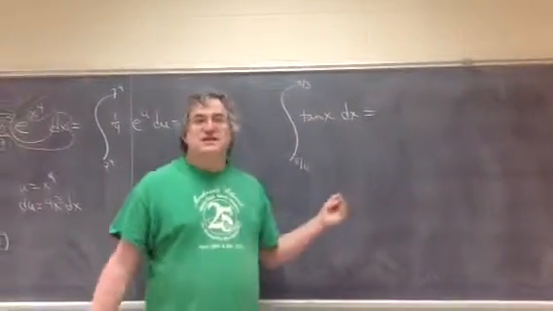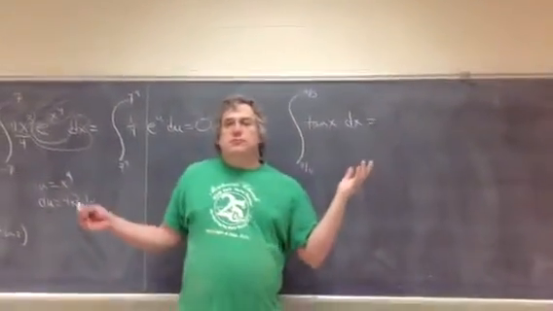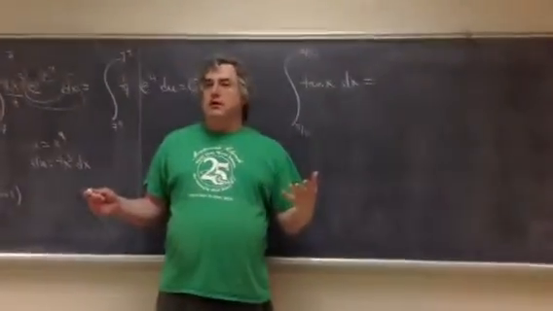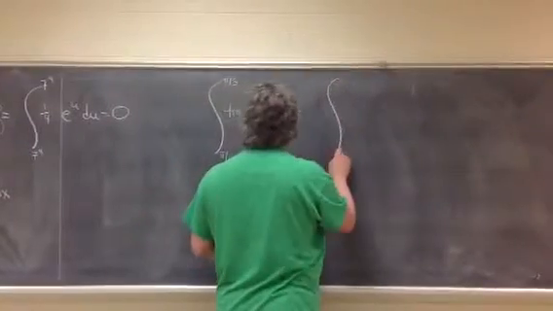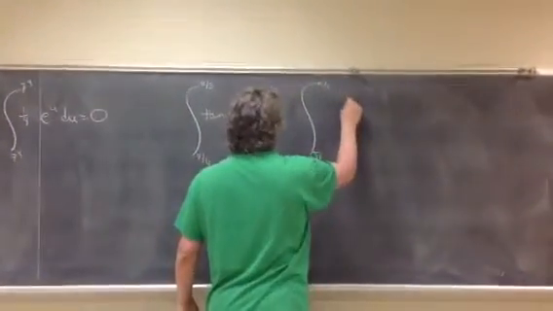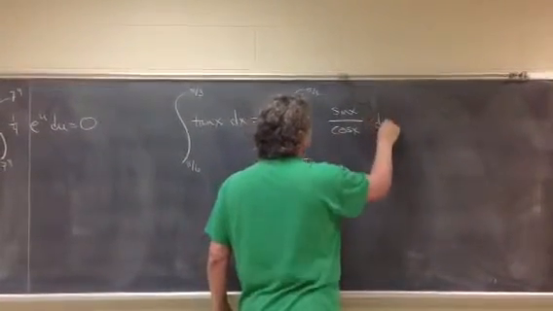It doesn't have a nice antiderivative. And it doesn't, because the derivative of the tangent of x is the secant of x squared. But the anti, not so much. So let's rewrite this as the sine of x over the cosine of x dx.